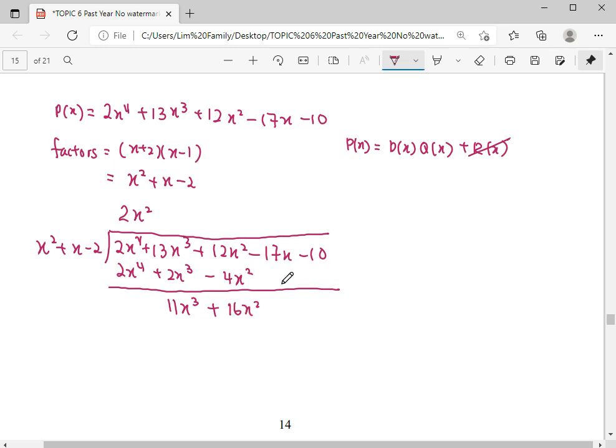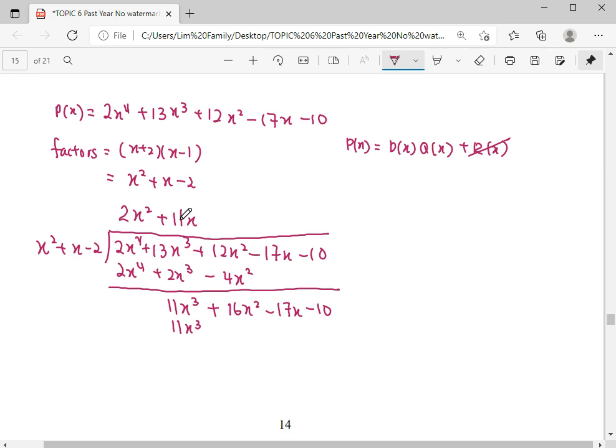For the others, if you don't have anything, it means 0. Then we repeat the process of division until the power of this remainder is less than the power of the divisor. So cubic is still higher than quadratic, so we can still do the division. So what's the multiplier I need here to get 11x cubed? I will times the constant 11 and the x here. So 11x times this x squared automatically we can achieve 11x cubed. So later on this one managed to divide.